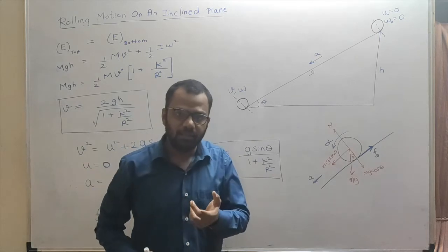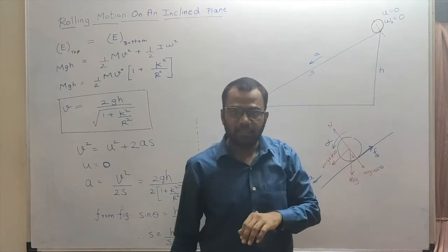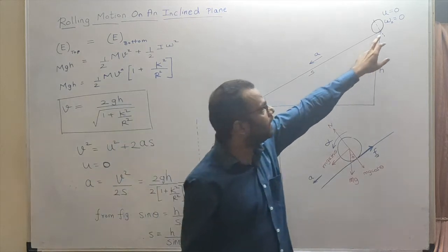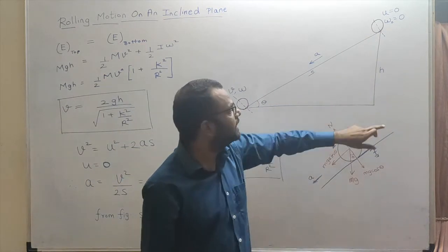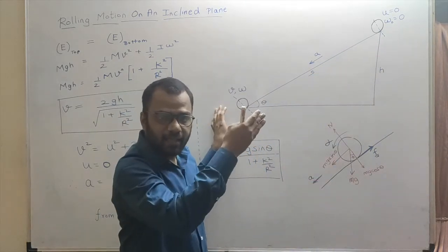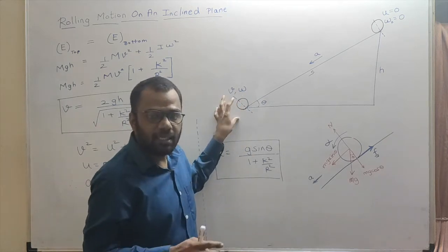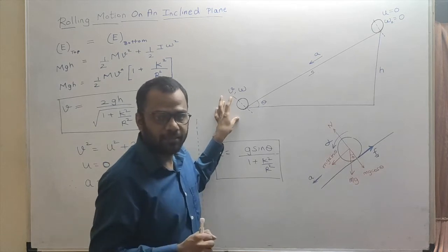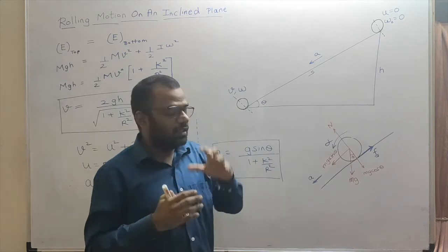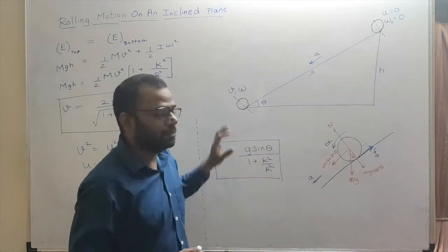Now who has provided that energy? The potential energy at top has been converted to the total amount of energy at the bottom. Over here we have only one kind of energy, that is potential energy, mgh. That energy has been converted so that some part is now translation kinetic energy and some part is rotational kinetic energy. So we are going to make use of the law of conservation of energy: total energy at top is equal to total energy at bottom.